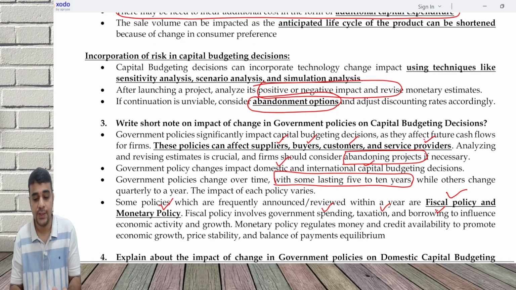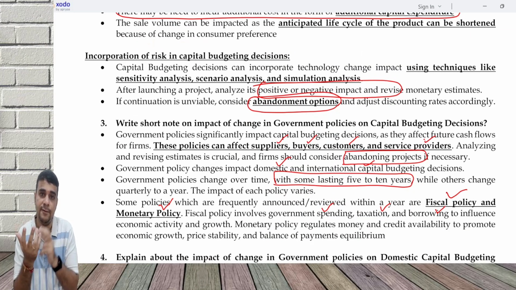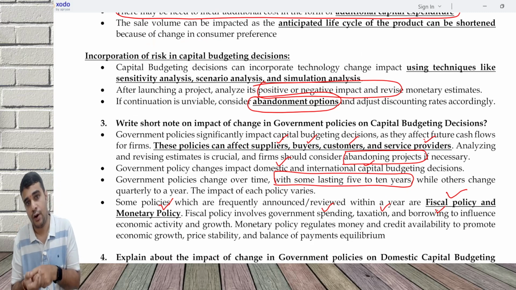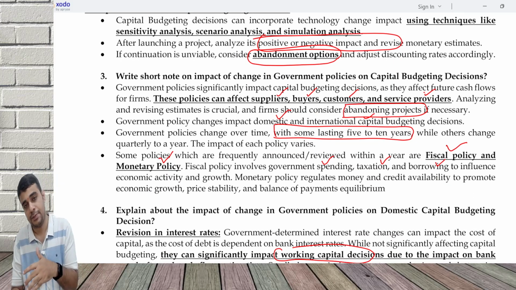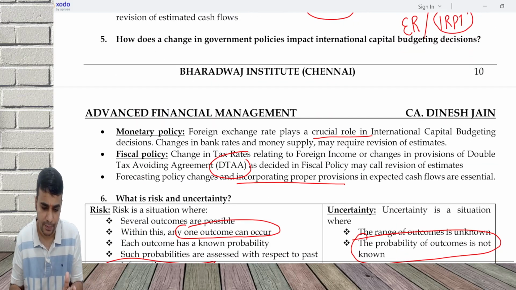Next is government policy, which is primarily fiscal policy, meaning tax rates and the budget, and monetary policy, which is related to money supply. Both can impact a domestic capital budgeting decision as well as an international capital budgeting decision.